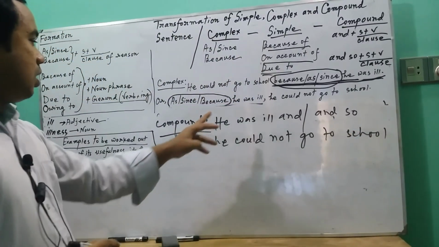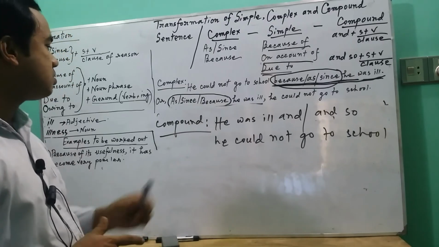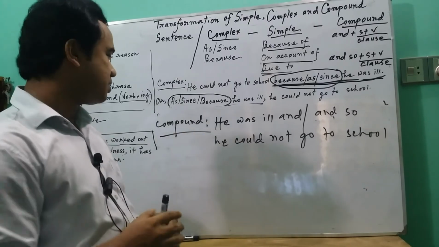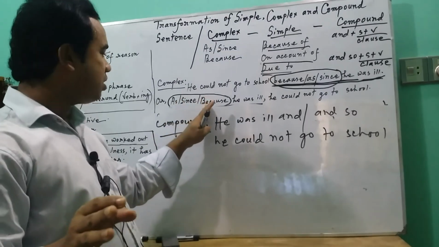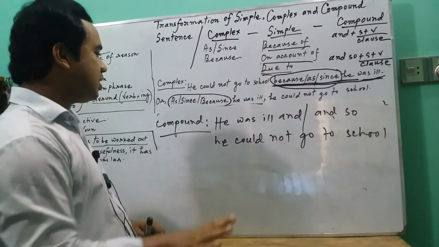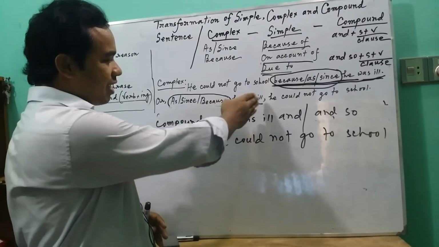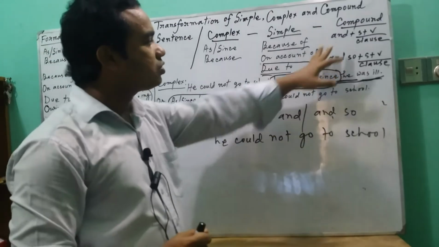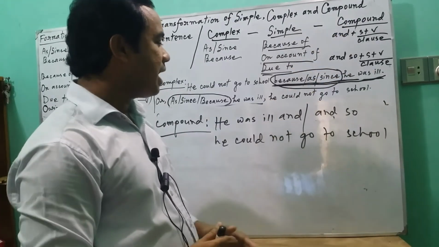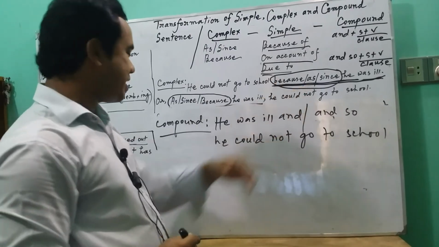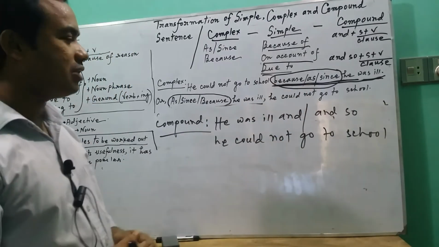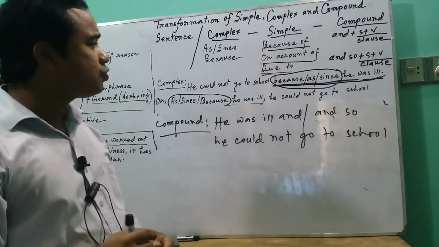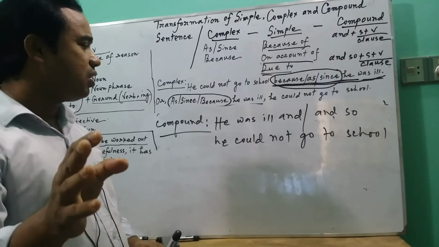Okay, as usual we have omitted the subordinating conjunction, because we don't need subordinating conjunctions in the compound sentence. So as, since, because have been omitted here. Then I've written from the subject up to before the comma, he was ill, and in place of the comma I've used the coordinating conjunction and I've written the result clause. He was ill, and so he could not go to school. I think you have understood the transformation, and now it's clear.